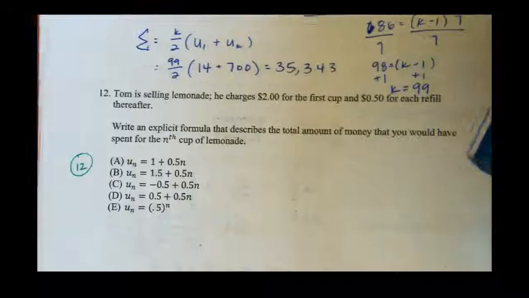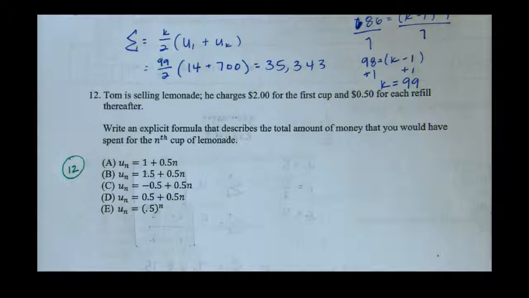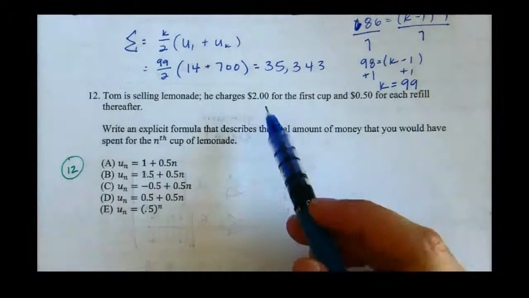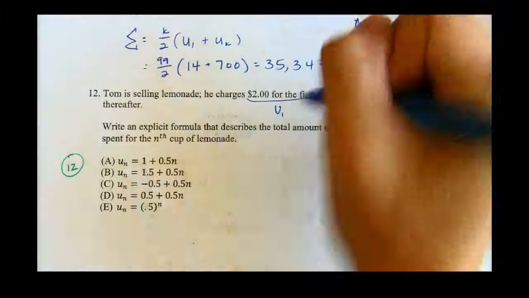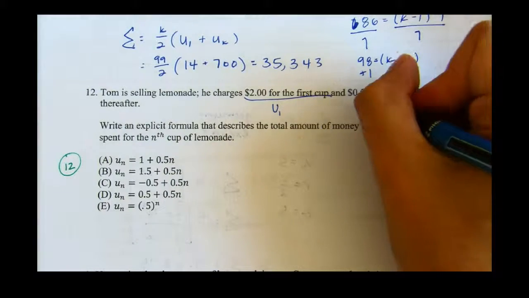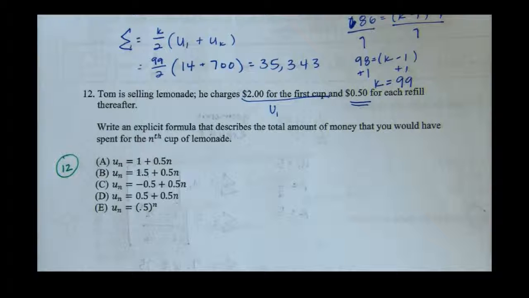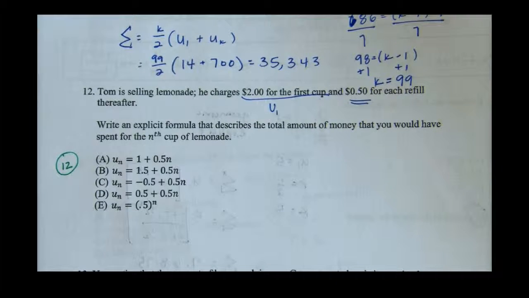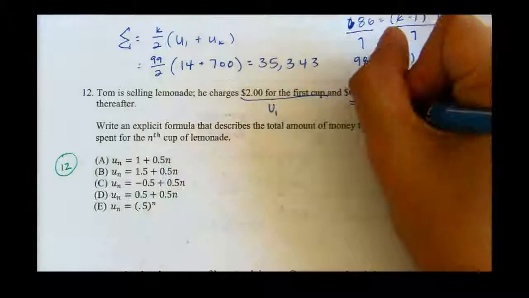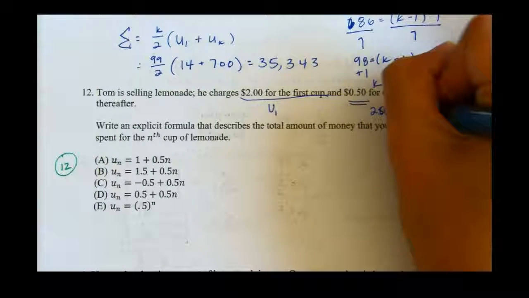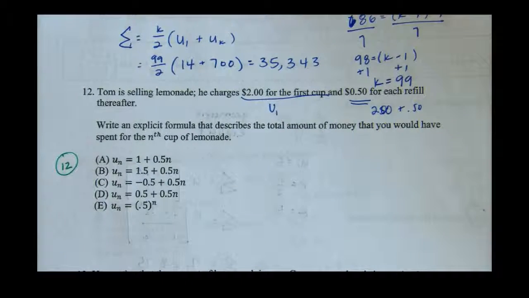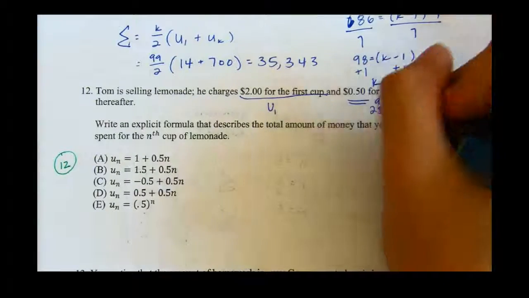Number 12. This is number 12 in the makeup exam. Tom is selling lemonade. He charges $2 for the first cup. So I know that that is my u sub 1. And 50 cents for every refill thereafter. So if I'm trying to figure out how much the 5th cup is going to cost, I'm going to take $2, and I'm going to keep adding 50 cents to it. So 50 cents is my difference.